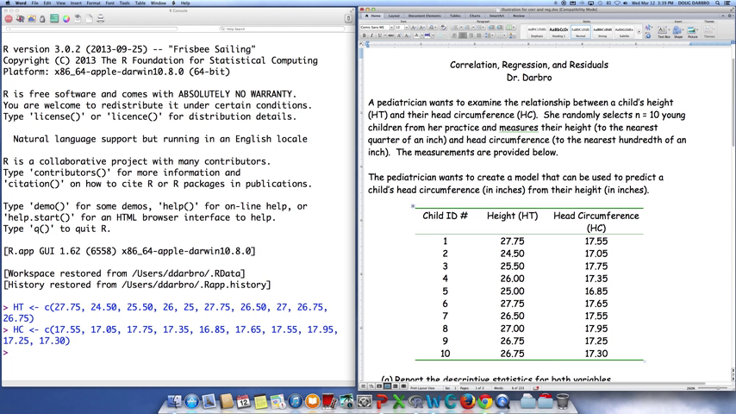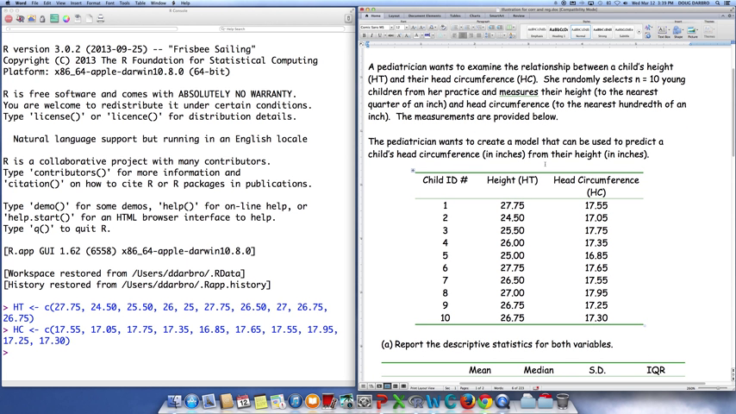The purpose of this video is to look at R in terms of working correlation, regression, and residual problems that you guys have been working on. I've got a data set here of the height and head circumference of some young children. This data was collected by a pediatrician who wanted to examine the relationship between a kid's height and their head circumference.